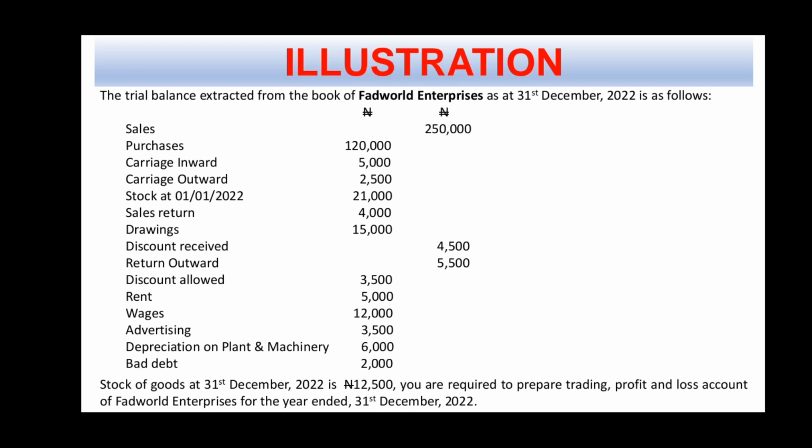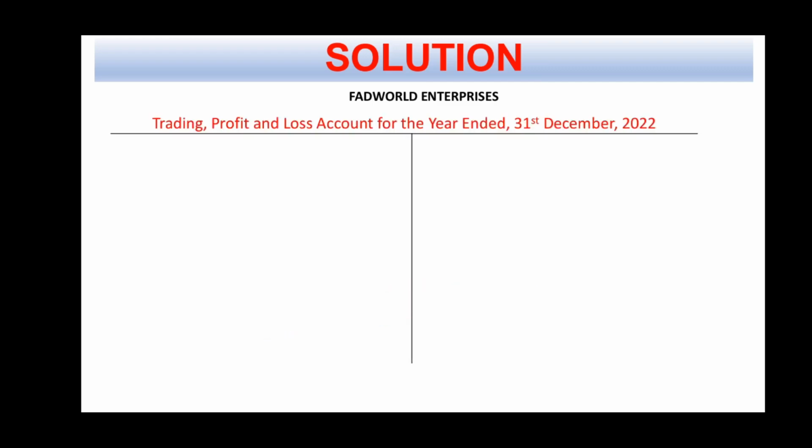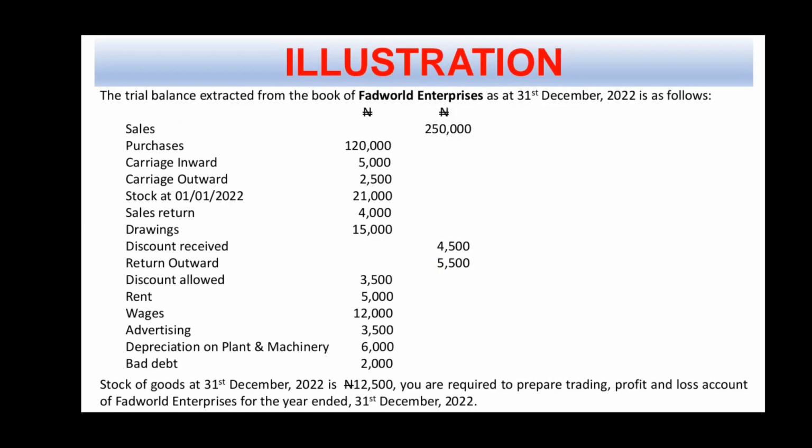2022. Now, solution: Fadwood Enterprises. So the title, trading profit and loss account. And remember, the next thing to put is the unit of measurement, which is naira. So for those who are using this format, and we can also use the T format, for those who only know how to use the T format in preparing trading profit and loss account, we have our T format. Fadwood Enterprises, the title, trading profit and loss account for the year ended 31st December 2022. Now we put our naira sign, which is the unit of measurement. Now let's go to the question.